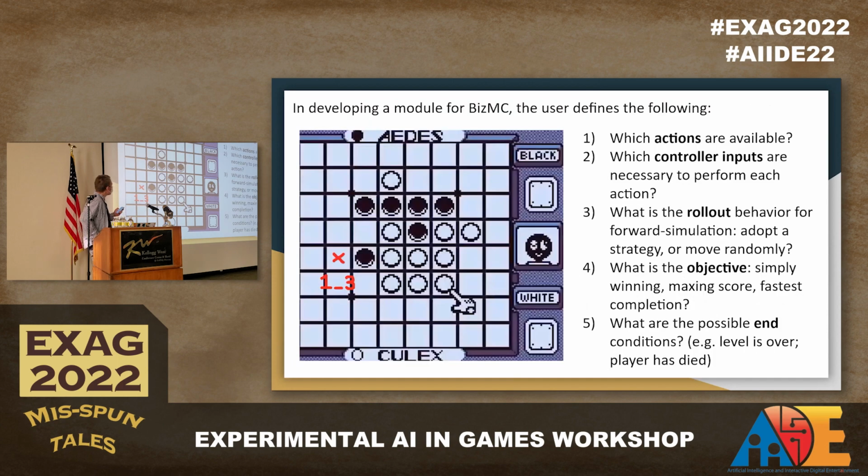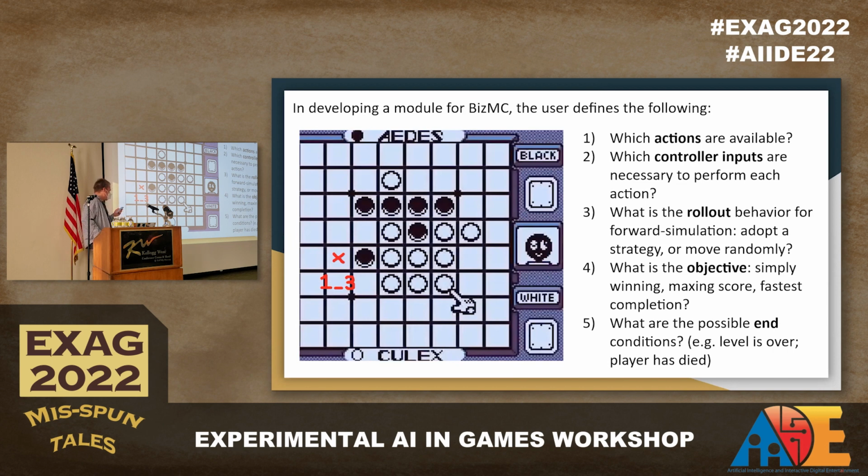So to develop a module for BizMC, the author will need to define the following. First, given a game state, what actions are available? This example is just a game of Othello. Very simple, and obviously you can look at that and see which moves are available to the current player. You can either do that literally by analyzing the graphics on screen, or you can actually look up the relevant memory addresses.